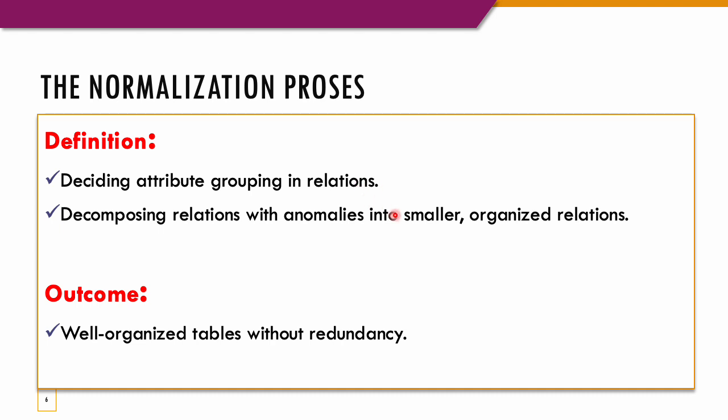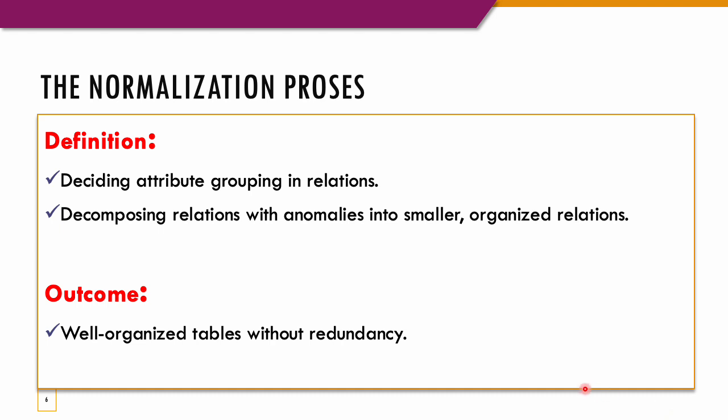And it's also decomposing relations with anomalies into smaller and organized relations. If a table has a problem like redundancy or anomalies, for example insert, delete, or update anomalies, normalization involves decomposing it, or breaking it down, into smaller tables. These smaller tables are organized so that each one holds a specific set of related data. And then they connect to each other through keys, such as primary keys or foreign keys.